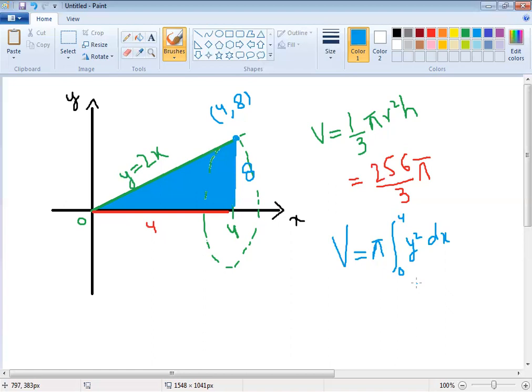What will we do first? We'll plug in y in terms of x. What is y in terms of x for this equation? y is equal to 2x. Plug in 2x in place of y, square it, integrate it, put the limits and then tell me the answer. Are you getting the same value or not?